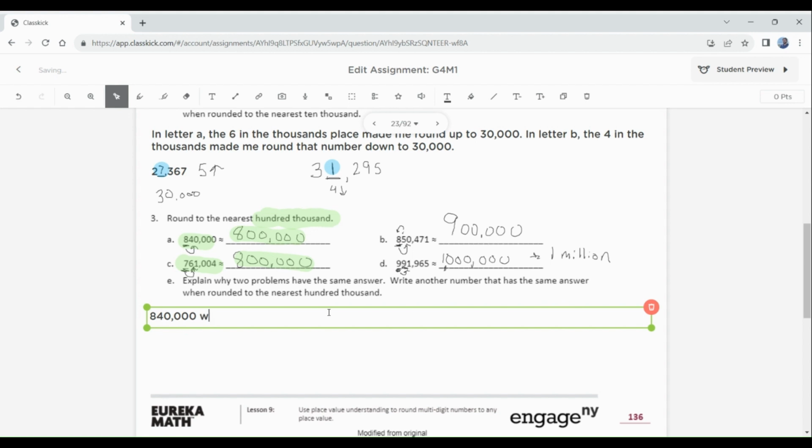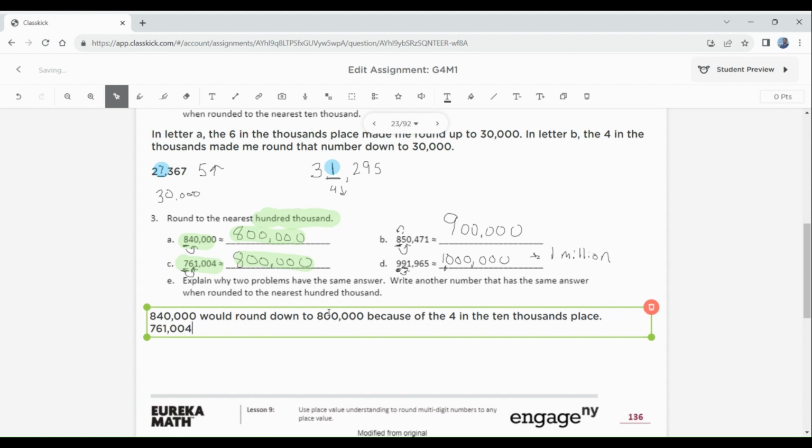840,000 would round down to 800,000 because of the 4 in the 10,000s place. 761,004 would round up to 800,000 because of the 6 in the 10,000s place. So in letter A, we rounded down, and letter C, we rounded up.